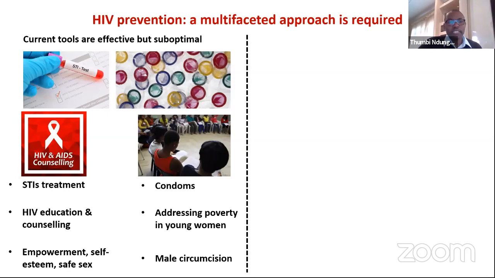Now, this is despite the fact that we have very good tools for HIV prevention that have been shown to be effective in clinical trials, in randomized clinical trials. So we know, for example, that control of sexually transmitted infections, HIV education and counseling, empowerment of women, the use of condoms, male circumcision, all of these are proven tools for prevention of HIV infection. And I should also add, of course, pre-exposure prophylaxis.